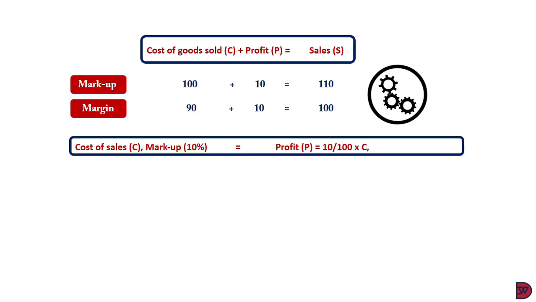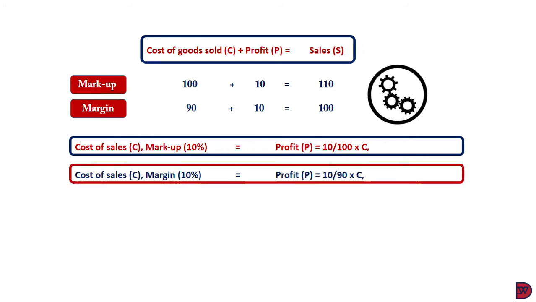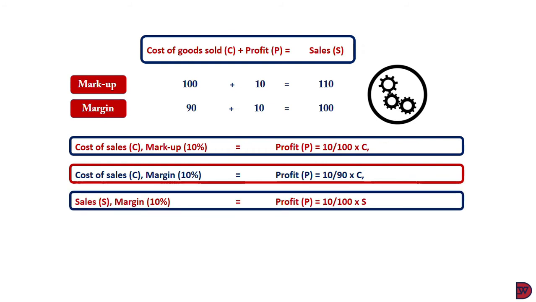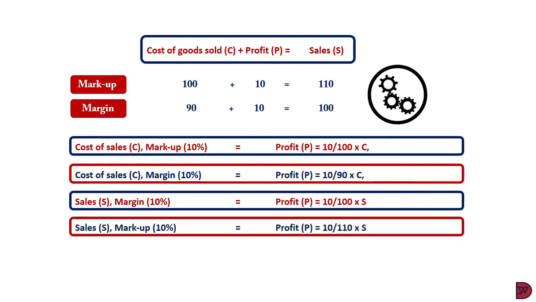The first of it is that in an examination or in a situation where you have the figure for cost of sales, C, and you have the markup, you just find the profits by multiplying the markup on the cost of sales. When you have the figure for cost of sales and you have the margin, the profit will now be 10 over the 90 times the cost of sales. When you now have the sales figure and you have margin, it is 10 over 100 times the sales figure. If you now have the sales figure and you're given the markup, if you're looking for the profit, it will be 10 over 110 multiplied by sales.